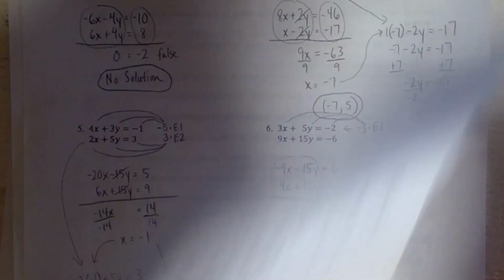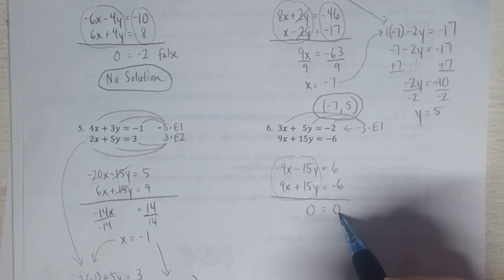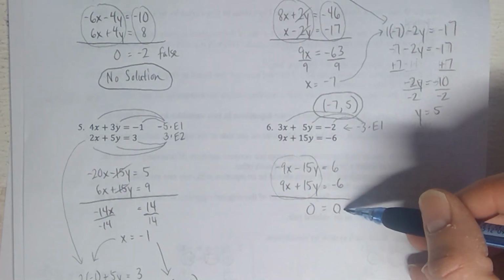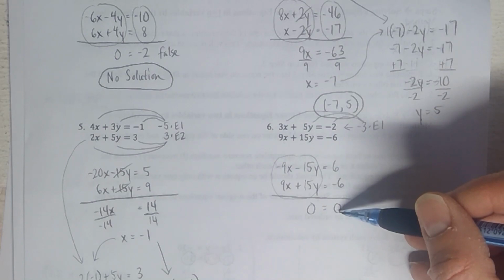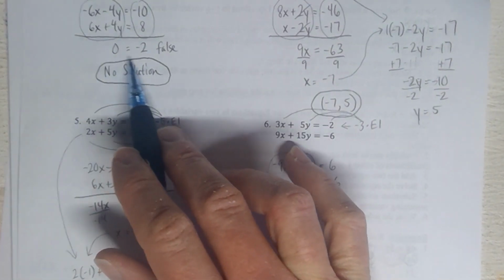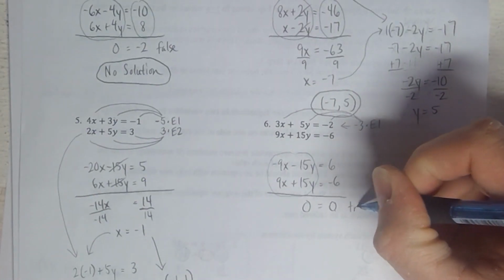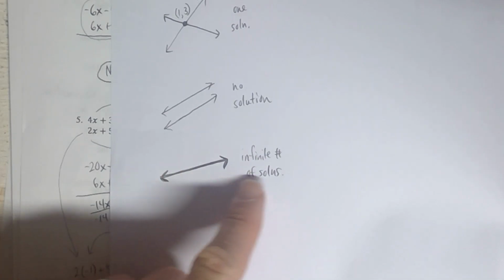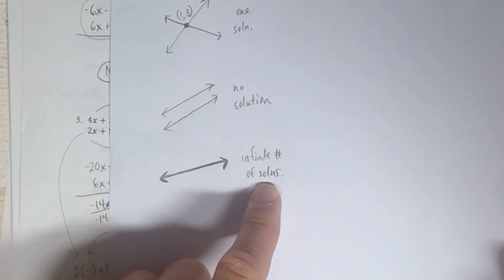So it would make sense that when the variables go away, as you can see right here, when the variables disappear, you get a true statement. 0 and 0 are truly equal to each other, as opposed to these two numbers which were false because they're not equal. When that happens, it's the situation where it's the same line and you have an infinite number of solutions. Now, that's not the answer you give. That's just the type of answer that you have.